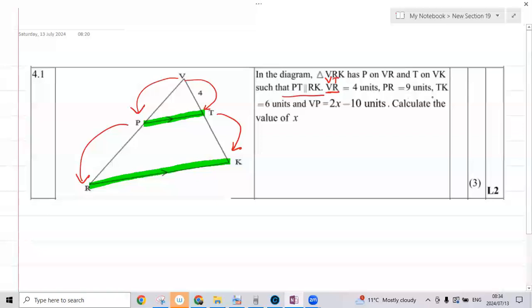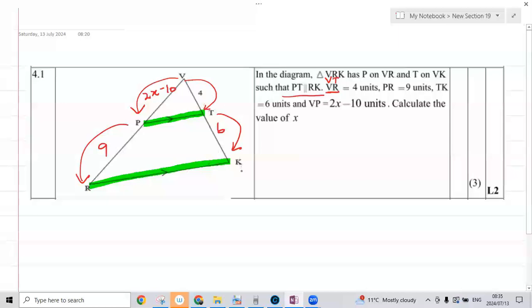So let's write that. PR is equal to 9 units. So there's PR, so we're going to write 9 there. And then we've got here TK is 6 units. And then VP is 2x minus 10, so this is going to be 2x minus 10. Once again, I'll repeat. If two lines are parallel in a triangle, it divides the sides in the same proportion. And that is ratio and proportion.